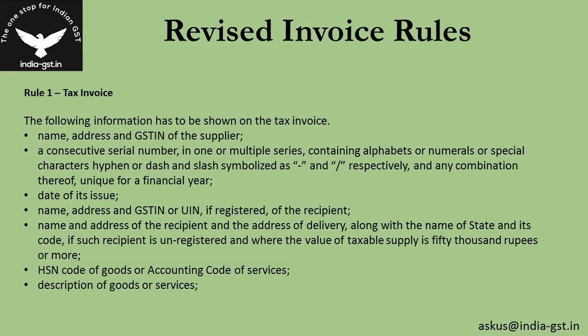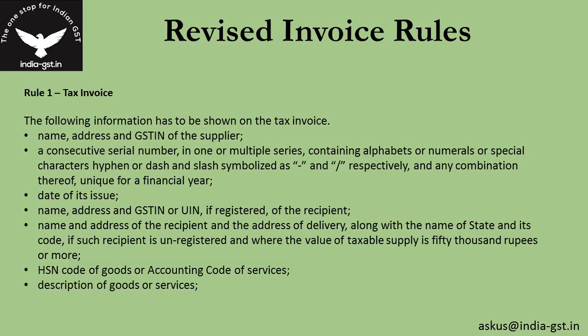Rule 1: Tax invoice. The following information has to be shown on the tax invoice: name, address and GSTIN of the supplier; a consecutive serial number, in one or multiple series, containing alphabets or numerals or special characters hyphen or dash and slash respectively, and any combination thereof, unique for a financial year; date of its issue; name, address and GSTIN or UIN, if registered, of the recipient.